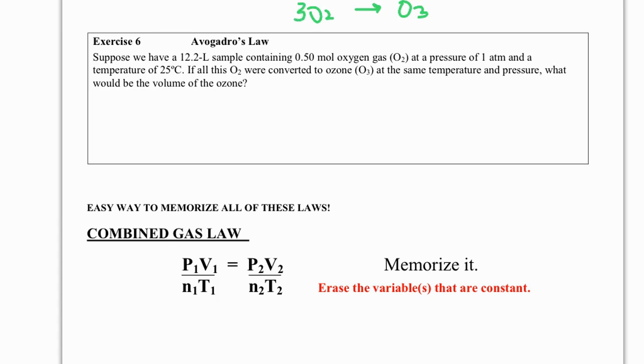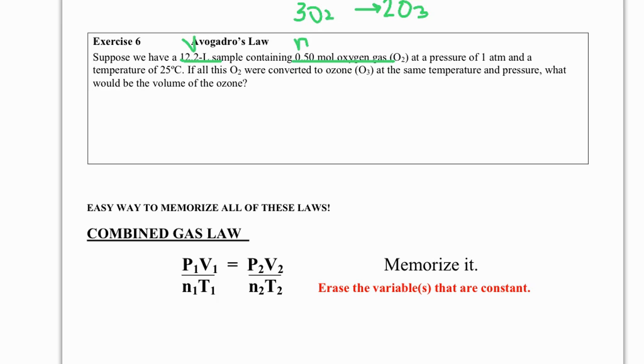So I'm going to need 3 O2s for every 2 ozones that I make. Pretty easy. That is my mole ratio right there. If I know the moles of one, I can find the moles of the other. That's the only reason you need that. So when we look at this, it says, suppose we have 12.2 liters. There's our volume. And we have this many moles of O2, so there's my N.